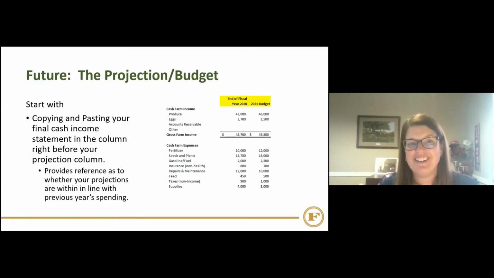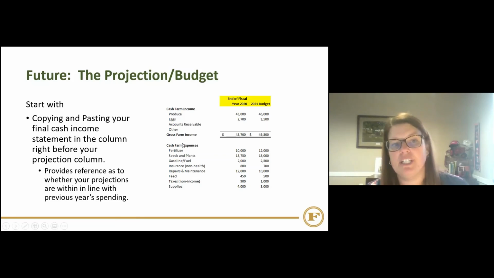Like I said, this is not as formal as the income statements and the balance sheets. This has a little bit of wiggle room because you're dealing with your estimates. Make them as real as possible. Call your vendors, see what you're going to have to pay for that. But again, keep it in line with last year's spending.